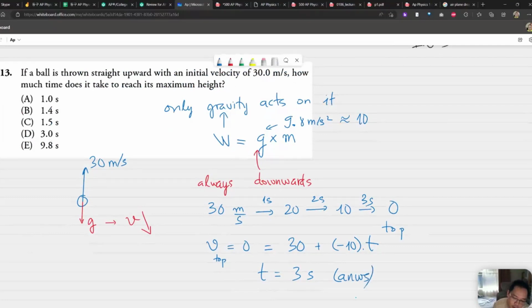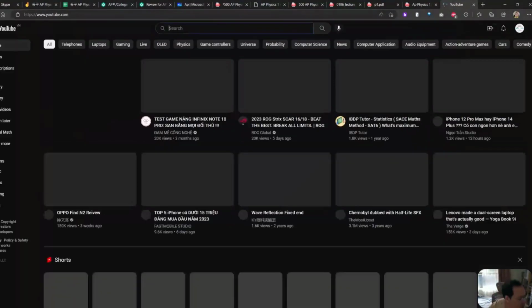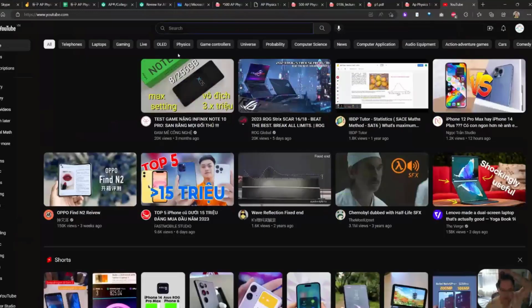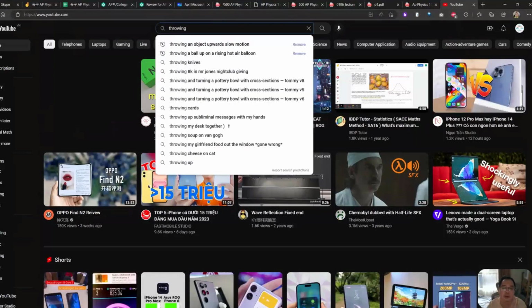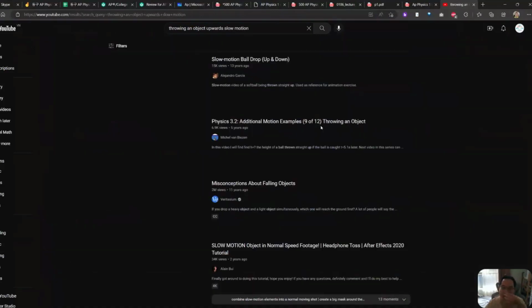But why is the velocity at the top 0? It cannot remain a certain value because when it is not 0, it's still moving up, right? Let me show you a video about that. When you throw something upward, of course, it will go to a certain height. It cannot go forever, only in empty space in the outer universe. Throwing object up. Okay, here. Slow motion.